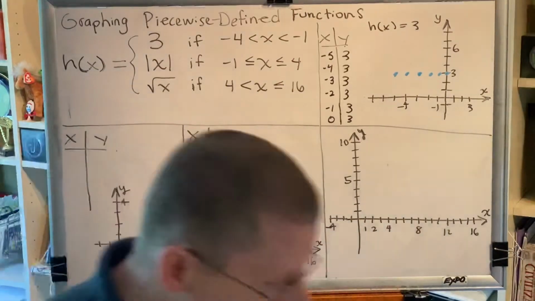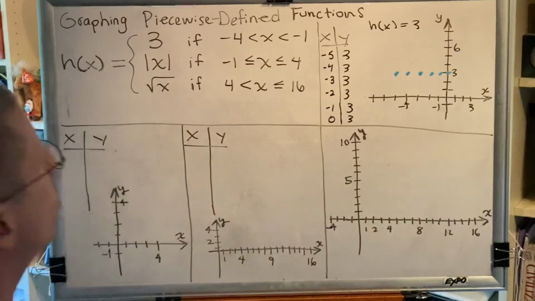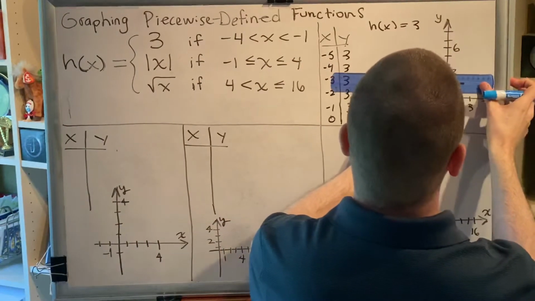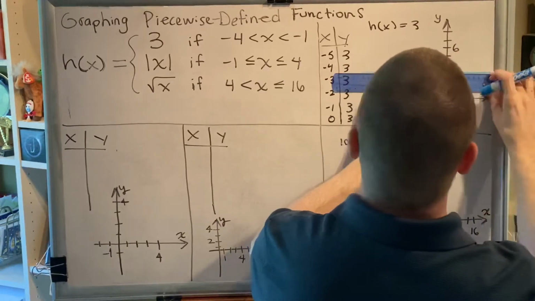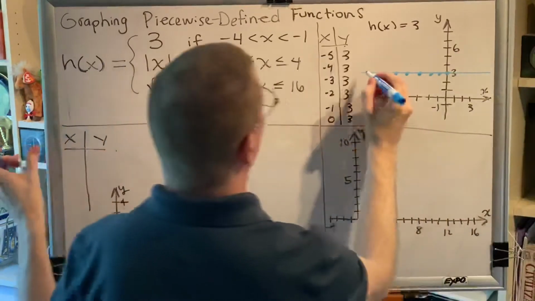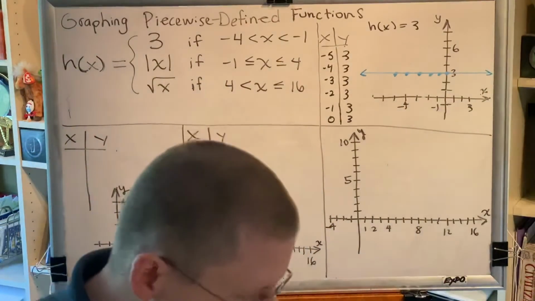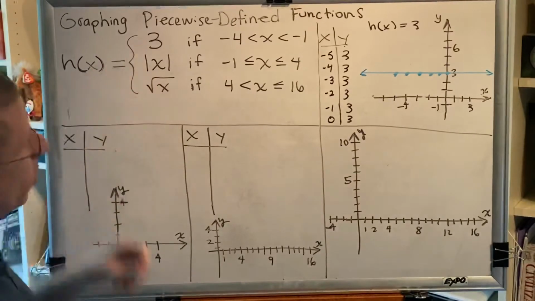Obviously, these are making a horizontal straight line. Lines, line segments, and rays must be drawn with a straight edge. So use your straight edge and connect all of these dots together. Since this is a line, I'll put arrows at both ends of it. Okay, there we go. We have now created our entire graph for h of x equals 3.